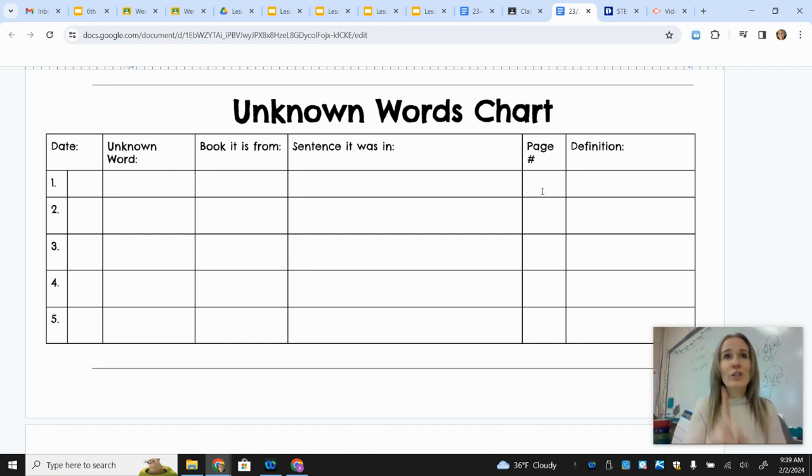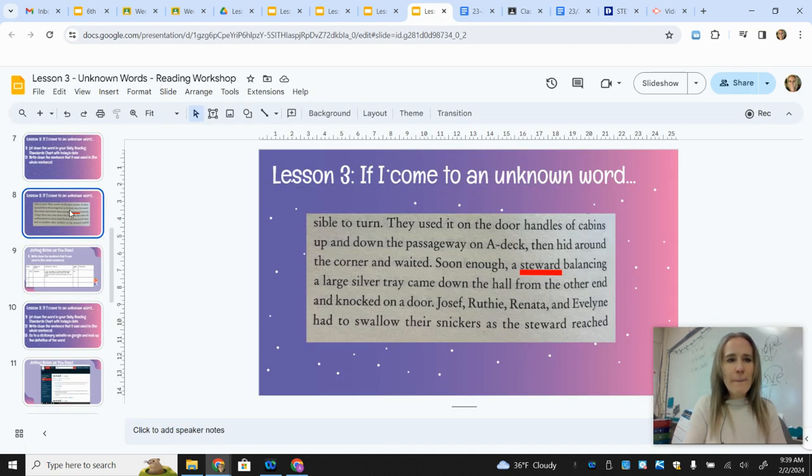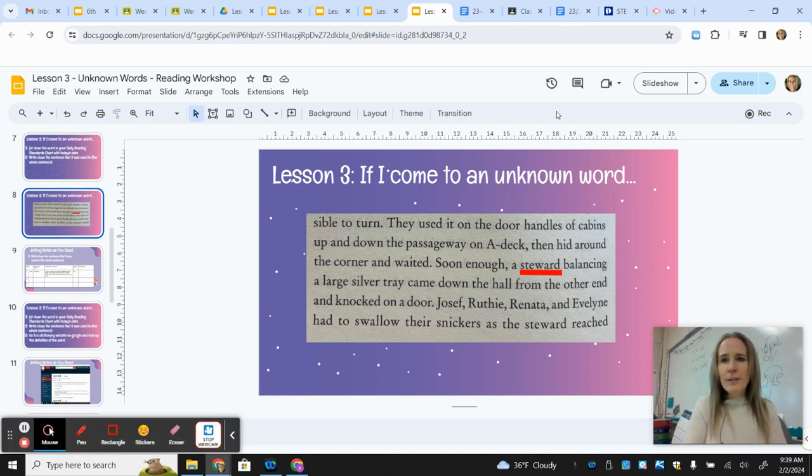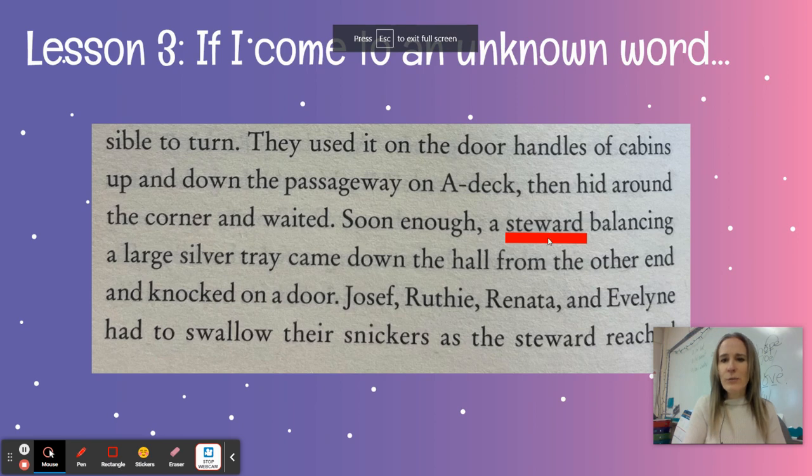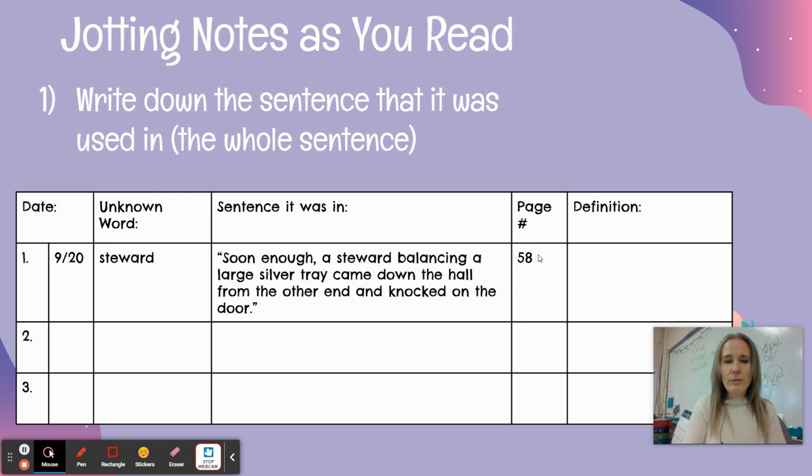Your page number for sure, so that if you have to go back and look it up again, you're able to find it. And then you're going to look up your definition. Let me just go through what that should look like. So if you come across a word that you don't know, for example, in a passage you're reading, you come across the word steward, you would add it into your chart.